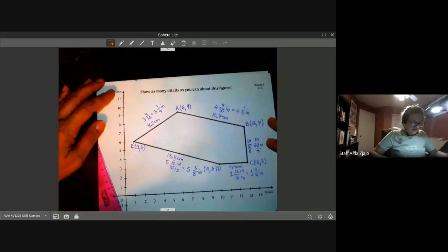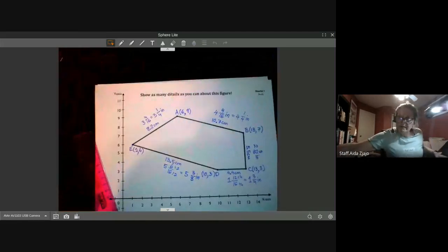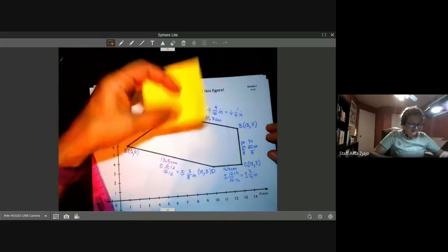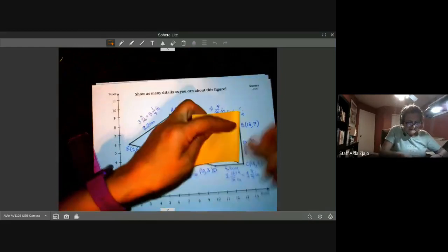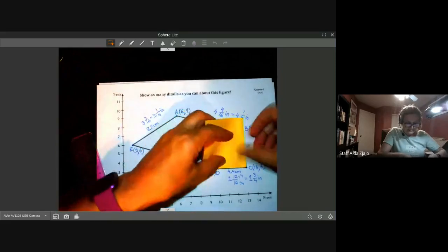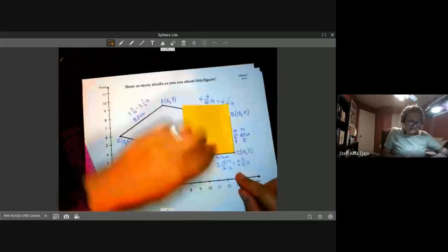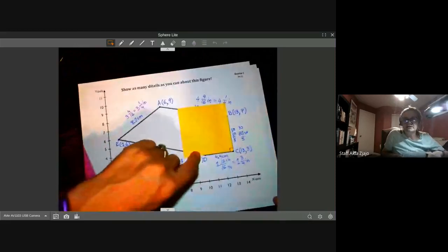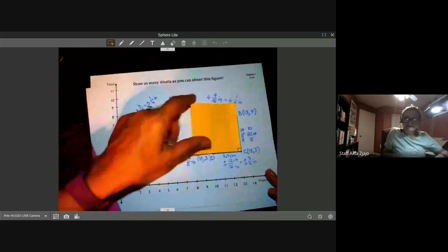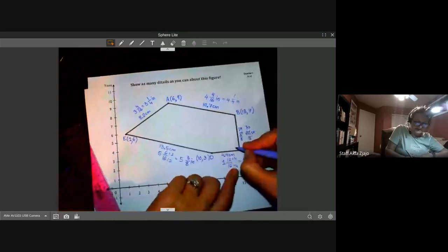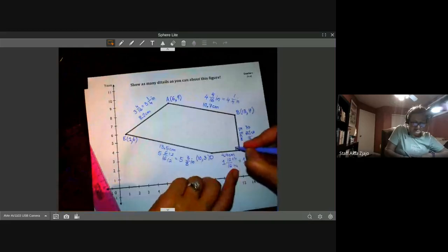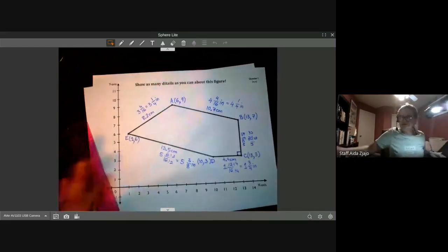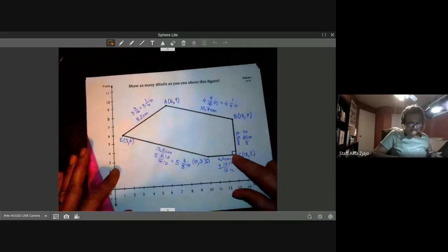Another idea is to explore angles. Last time my screen froze, but I used a sticky note to explore my angles. If I take this one here first, it exactly matches my sticky note, so I know that must be a 90 degree angle because the perpendicular lines are creating a 90 degree angle. So right away I can see this is a right angle. A right angle is usually labeled with a little square. When you see that symbol, it means it's a right angle.